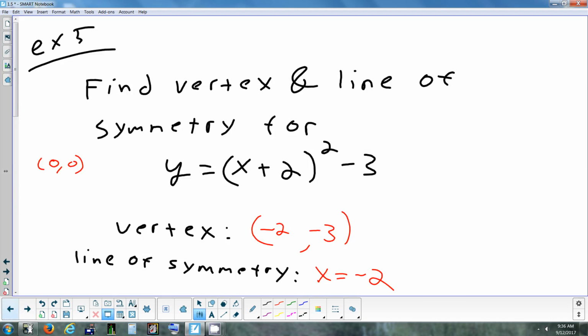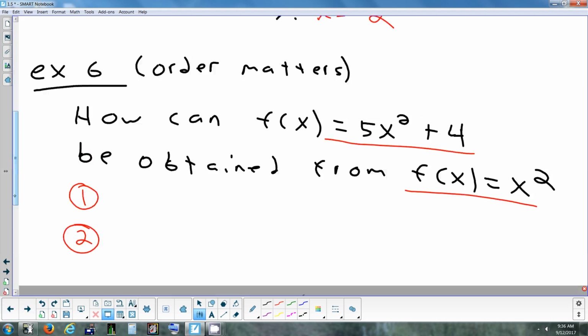So let's start with inside the parentheses, if there are any. In this case, there's not. So now I'm going to go to the number in front of the x squared. What is that 5 going to do? How about Dylan? What's the 5 going to do? It's going to stretch it vertically by a factor of 5. Perfect. Vertical stretch by a factor of 5.